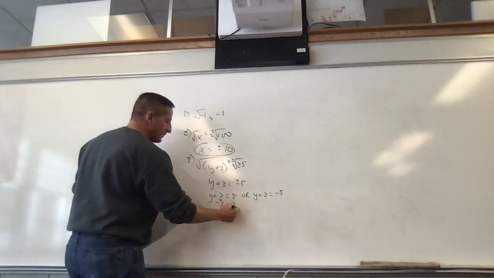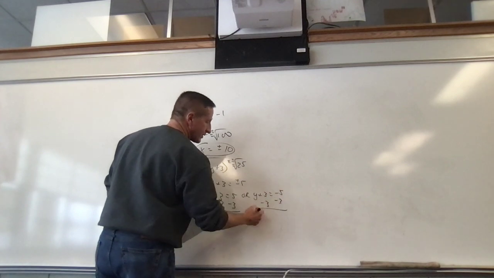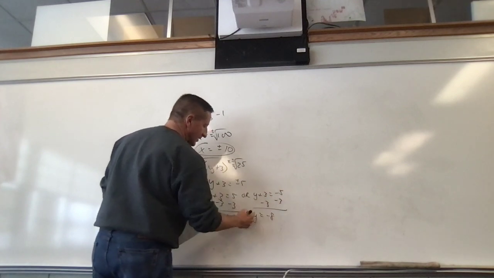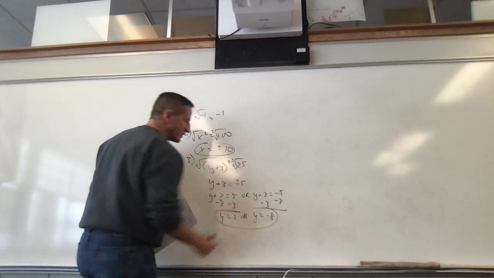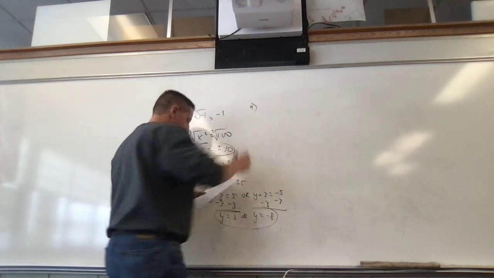Subtract 3 from each side, you get y equals 5 minus 3, which is 2. Subtract 3 from each side, you get y equals -5 minus 3, which is -8. So the answers are 2 as well as -8. 2 or -8.